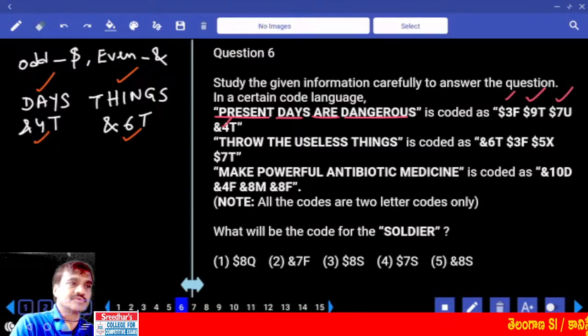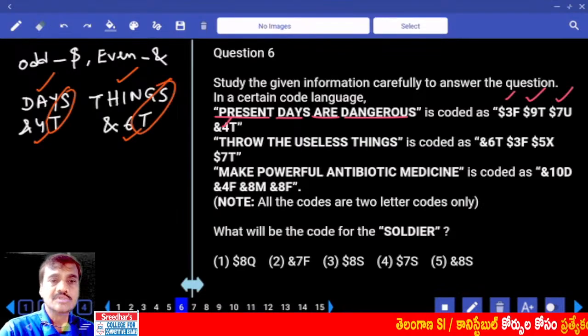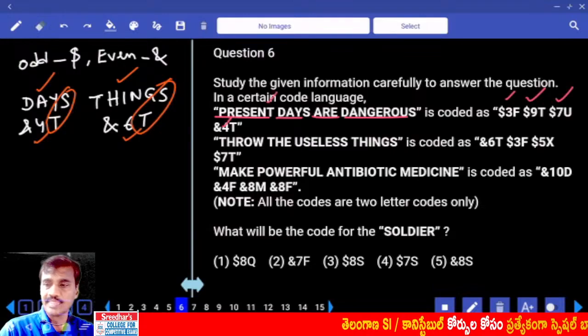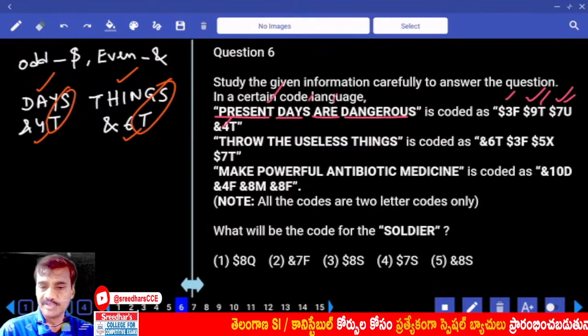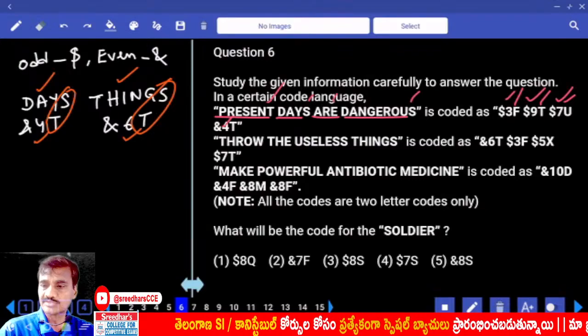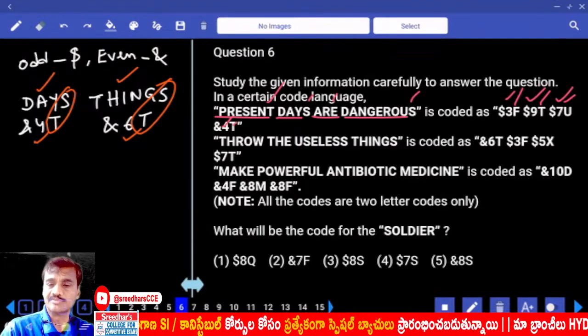Then coming to the letter. What is the letter here? S and T plus 1. Here again S and T plus. That means last letter plus 1, T. T plus 1, U. S plus 1, T. And here E plus 1, F, and S plus 1, T is the answer.